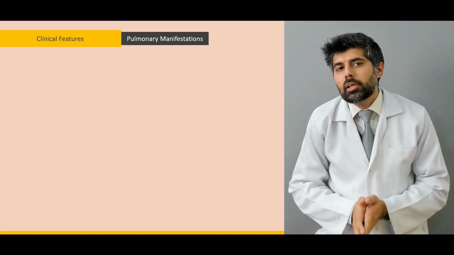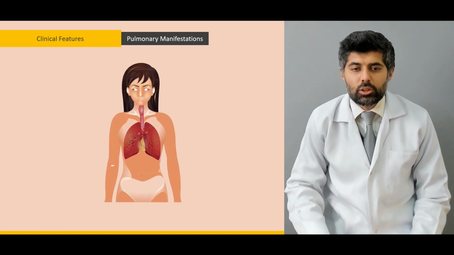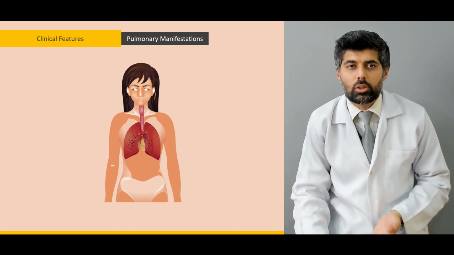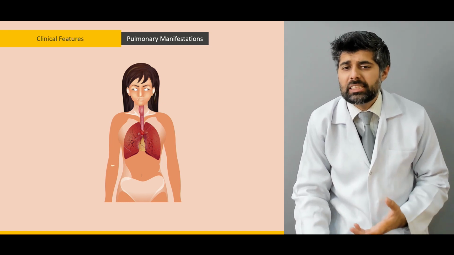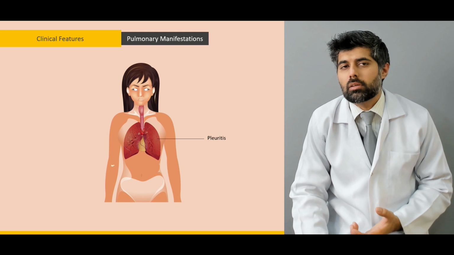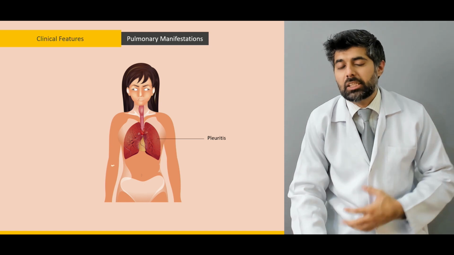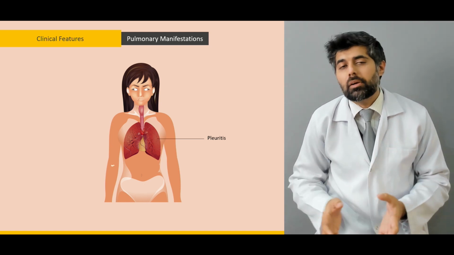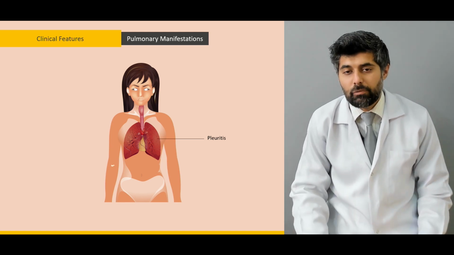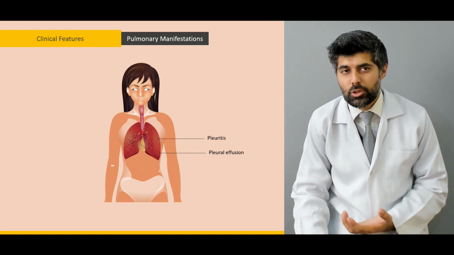Our next clinical feature that is present in SLE is the pulmonary manifestations. In a patient with SLE, pulmonary manifestations are not uncommon, though they are rarely seen. The first and most common complication that can happen to the lungs of an SLE patient is pleuritis, that is the inflammation of the pleura of the lungs, and this is usually accompanied by pleural effusion, but pleuritis can happen with or without pleural effusion.